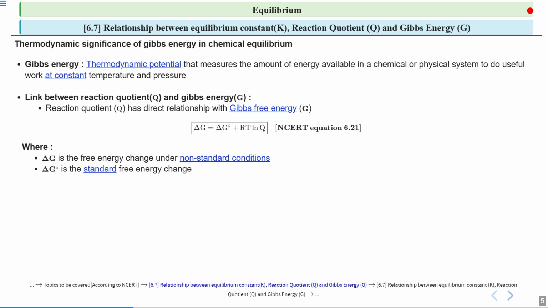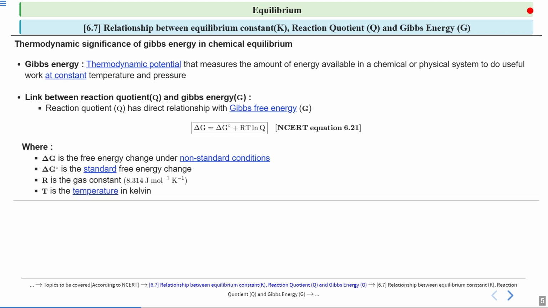What are R and T? You know it very well. R is the gas constant. In SI units you take it as 8.314 joule per mole per Kelvin, and in liter atm per mole per Kelvin you take it as 0.083. T is the temperature, which will always be in Kelvin for our calculation. Remember, this is very important in your numericals. Students often make the mistake of not converting degree Celsius to the Kelvin scale, so always change this scale.